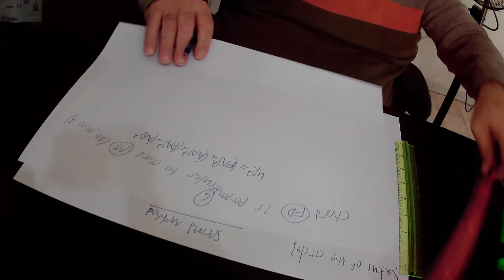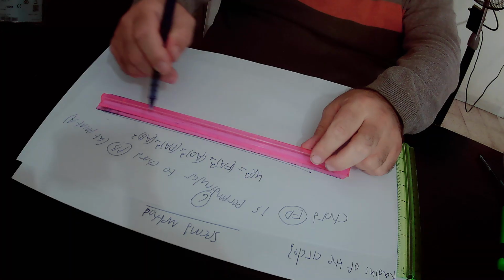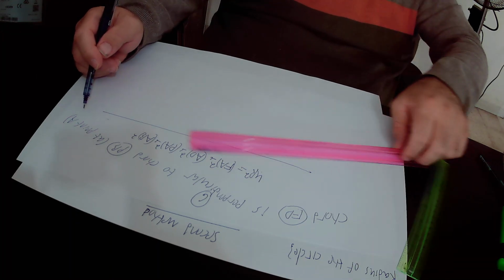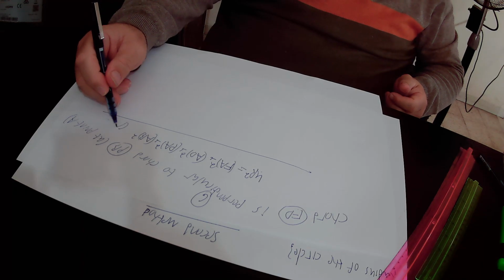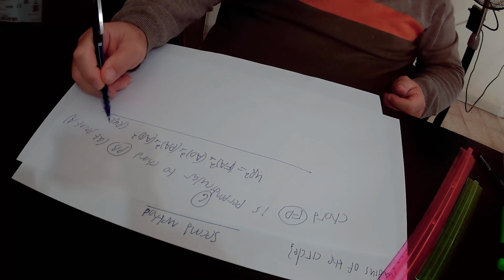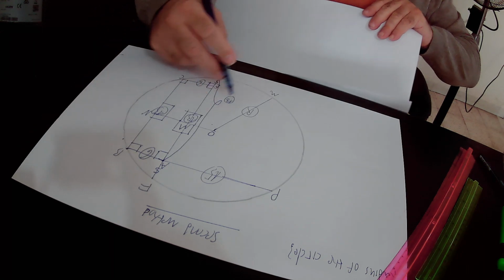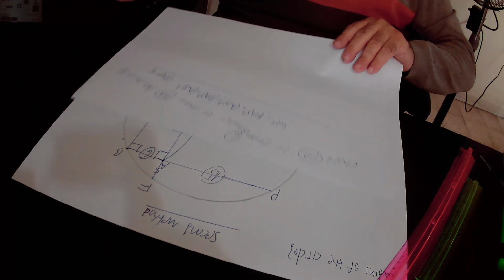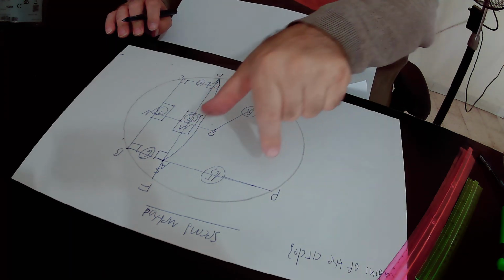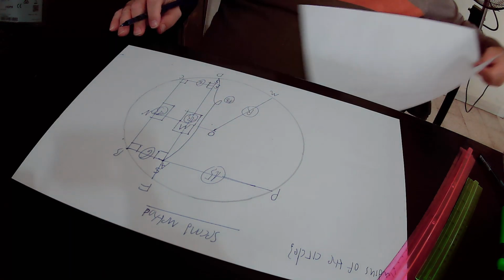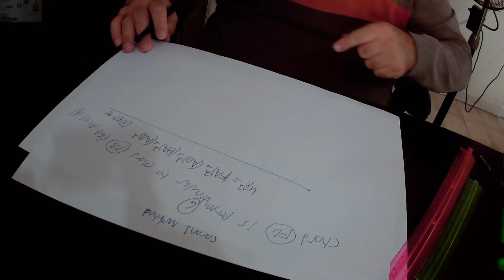I'll repeat again. Because in our drawing chord FD is perpendicular to chord PB, we can implement here rule number 4. According to rule number 4, 4R squared, R is the radius of this circle, equals FA squared plus AD squared plus PA squared plus AB squared.